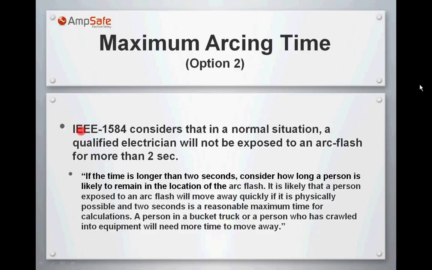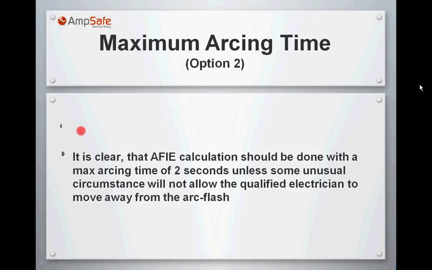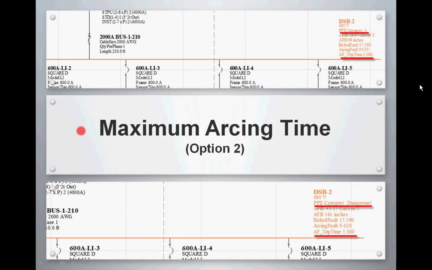Okay, now we understand the problem. How much will it affect the calculations? Well, the only way of knowing the difference between considering a 4-second, for example, or a 5-second maximum tripping time, or a maximum of 2 seconds trip time, is to have that calculation made with those two different values, leaving everything else the same.